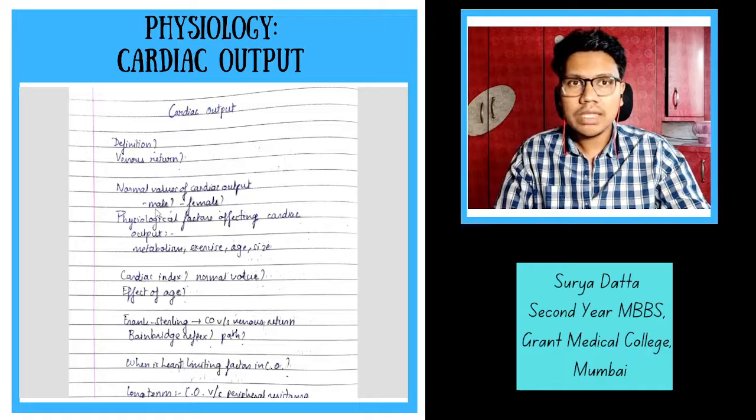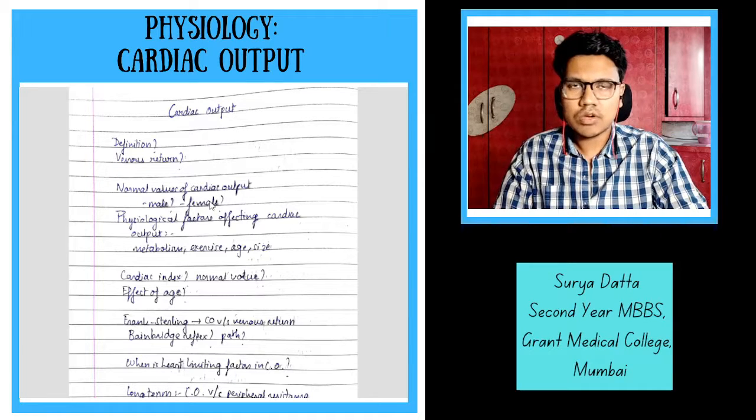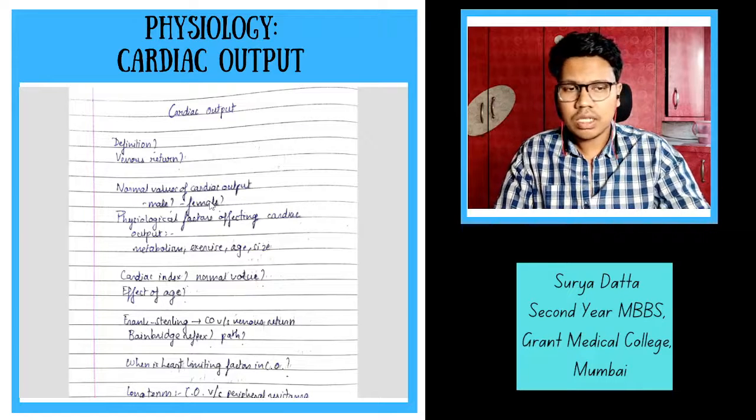So the normal values of cardiac output. For males, it comes around to, I think, 5.6 liters per minute. That's for the average adult male, and for the average adult female, it comes around to 4.9 liters per minute. So it averages out to around 5. In the question, if the answer is given as 5 liters per minute, that's probably the right answer, unless it's a calculated question. Then you'll just have to calculate the answer.